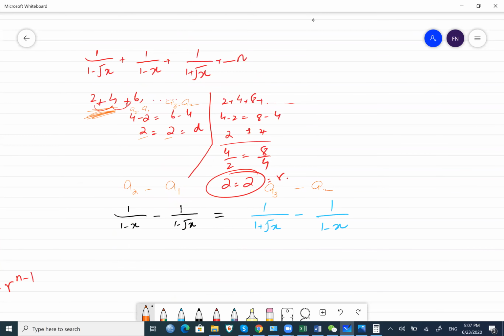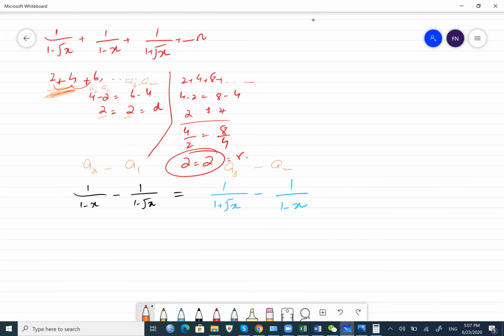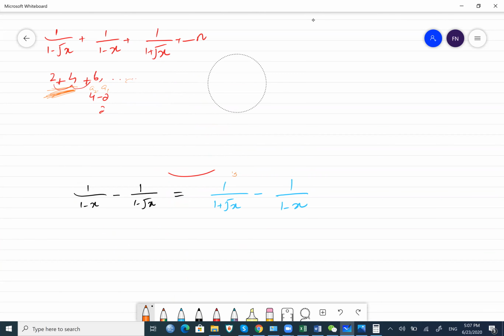I'm confused. Can you show this example once again? Yes, okay. I don't understand the radicals, so do we just ignore the radicals? No, we cannot ignore them. Look here.